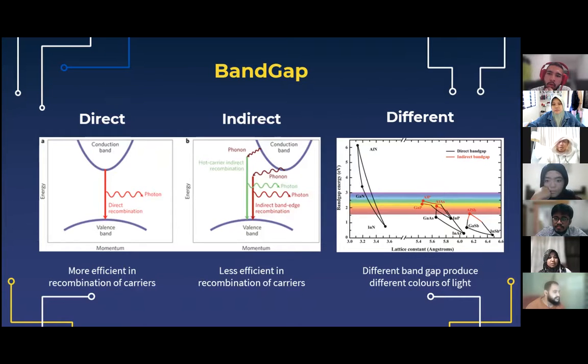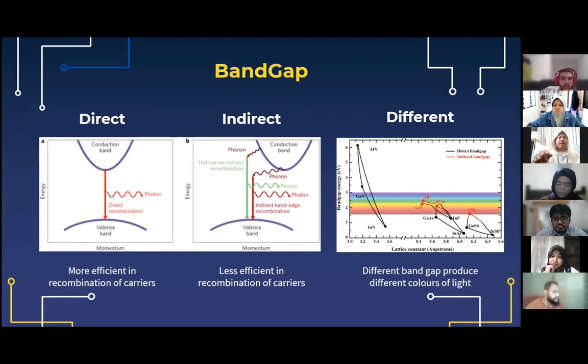And I will continue to explain about band gap, the difference of band gap, and how band gap is connected. It will affect the LED. So first we have the direct band gap. With a direct band gap, there is more efficient recombination of carriers, which means light is easier to turn on and turn off, compared to indirect, which has less efficient recombination of carriers.